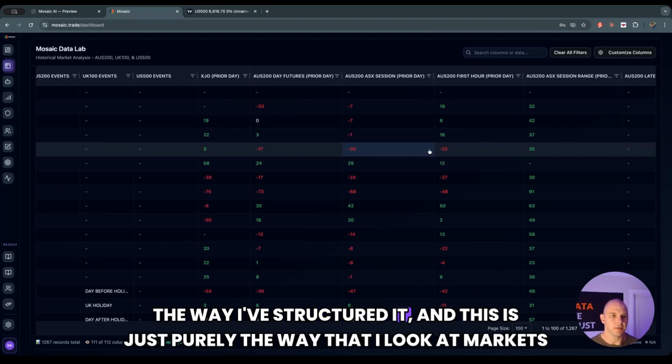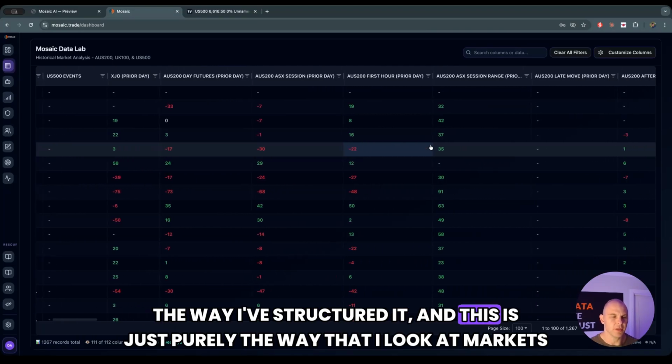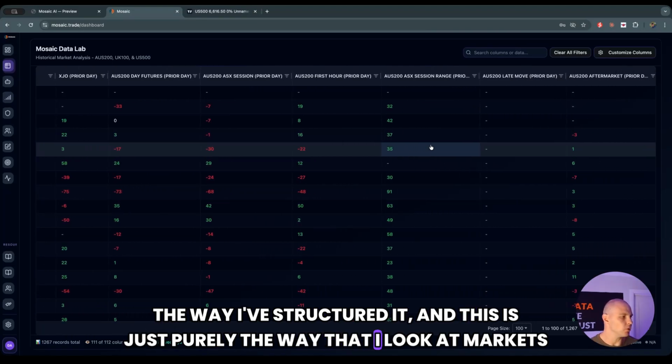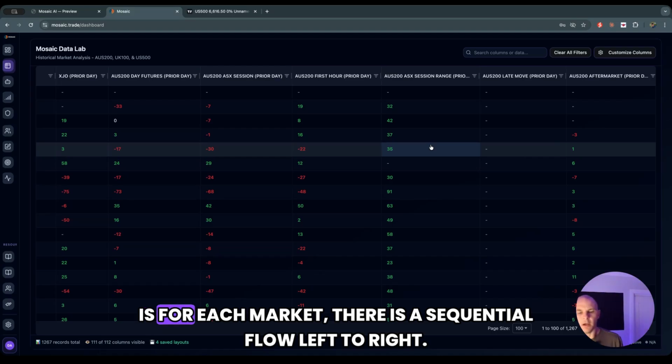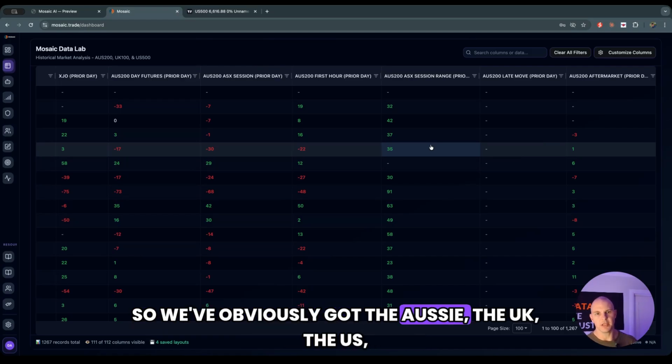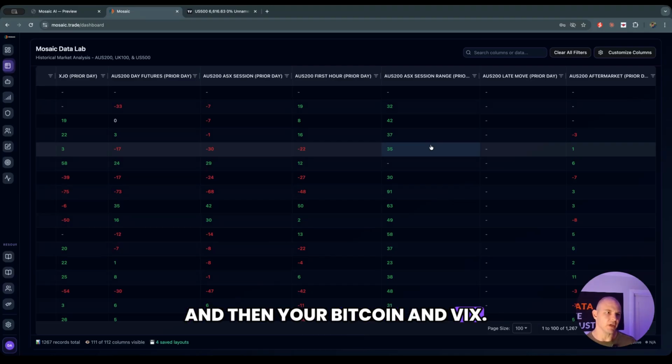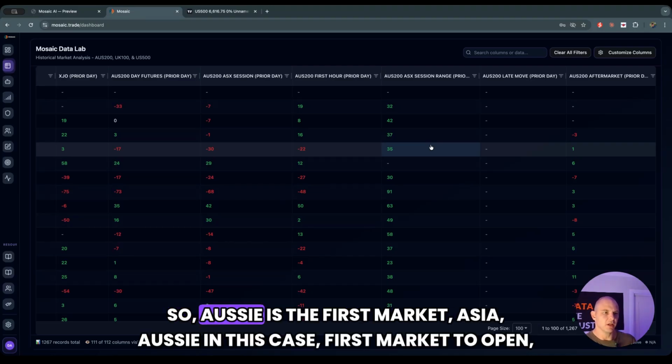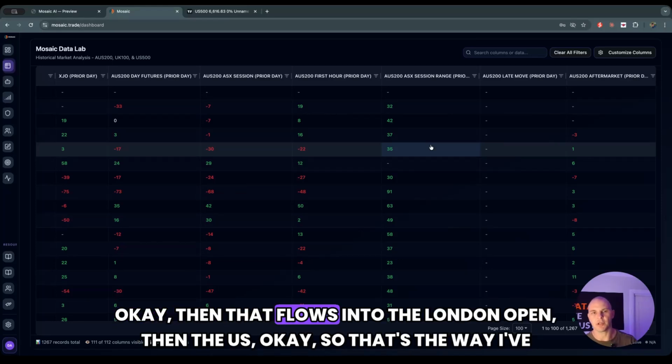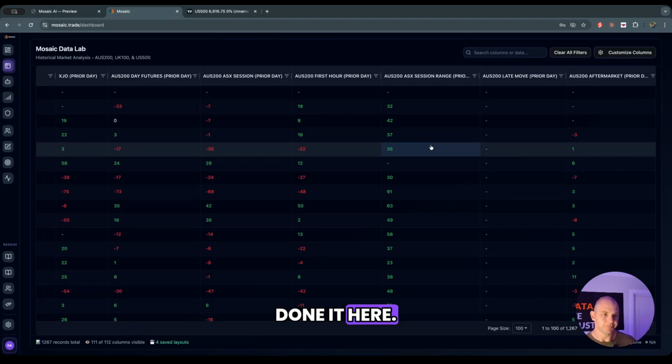The way I've structured it, and this is just purely the way that I look at markets, is for each market there is a sequential flow left to right. So we've obviously got the Aussie, the UK, the US, and then your Bitcoin and VIX. So Aussie, or Asia, Aussie in this case, is the first market to open, okay? Then that flows into the London open, then the US, okay? So that's the way I've done it here.